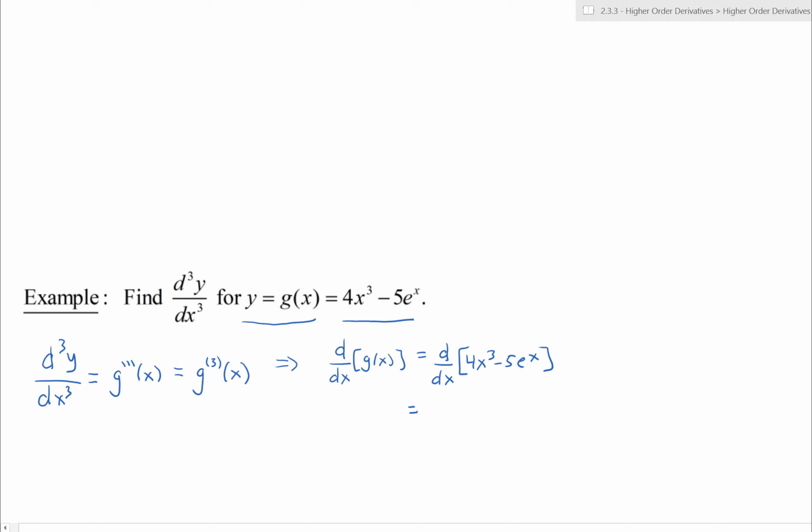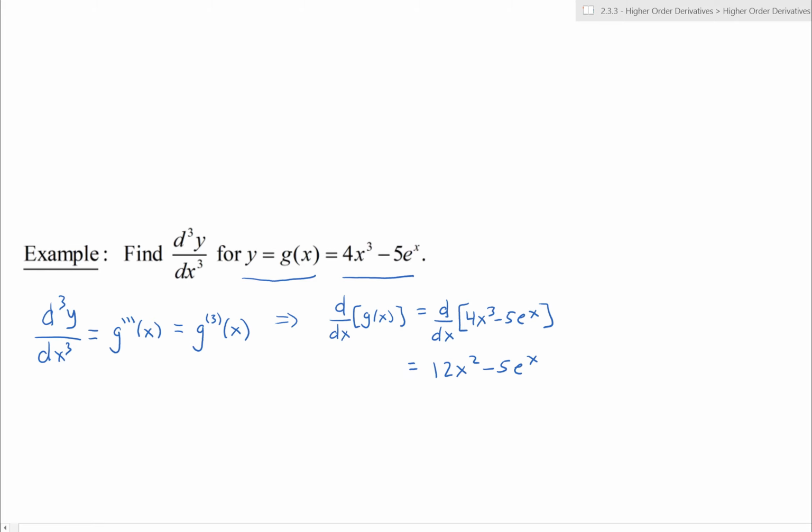So bring down the 3 on the x cubed, it gets multiplied by the 4, and you get 12x squared. And then the derivative of e to the x, again, is e to the x. So the derivative of 5e to the x is just 5e to the x. So 12x squared minus 5e to the x. So there's my first derivative, right?